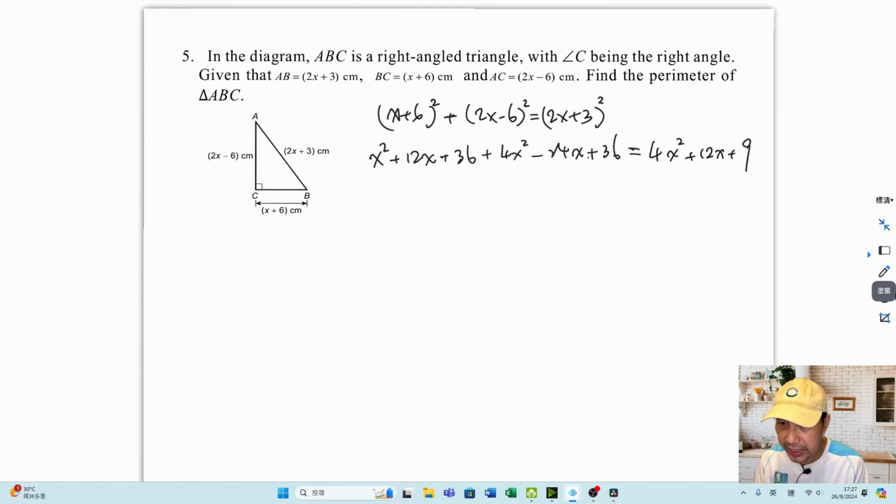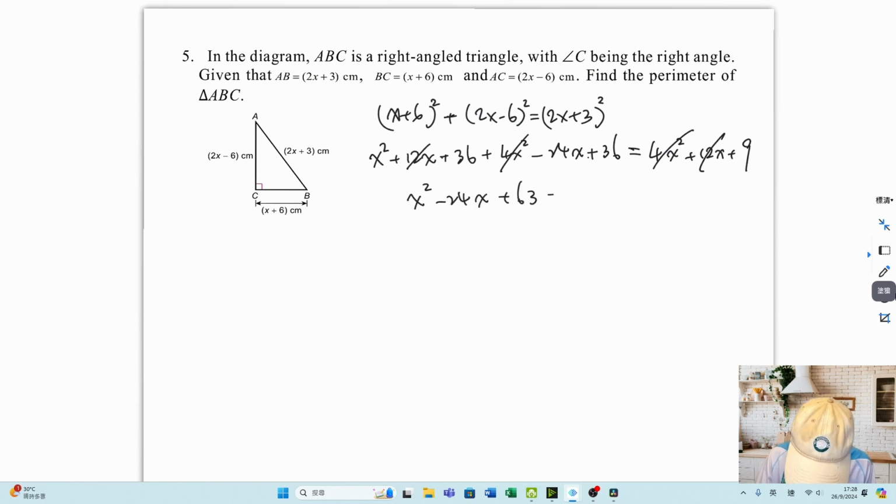I expand the brackets. We check once again. x squared plus 2 times x times 6 is 12x plus 36. 4x squared, 2 times 6 is 24x plus 36. The right hand side is the same: 4x squared, 2 times 2x times 3 is 12x plus 9. We can cancel the 4x squared, and then the 12x we can also cancel. So the next step is x squared minus 24x plus 63 is equal to 0.